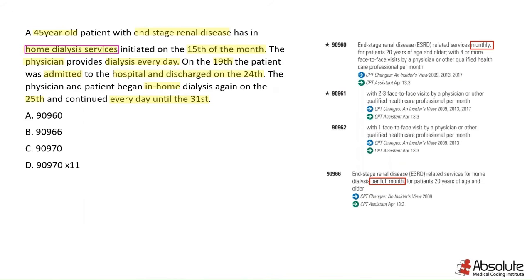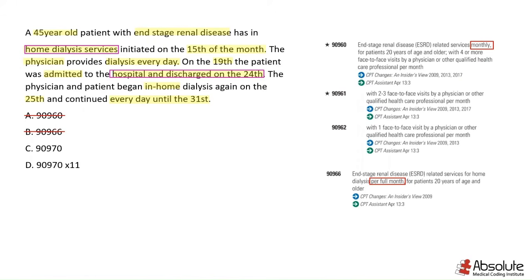That's also for monthly dialysis services. And 90966 is also for dialysis services provided for a full month. We didn't have full month dialysis services in our scenario. There was a break in the middle. So option A and option B are incorrect because of that.